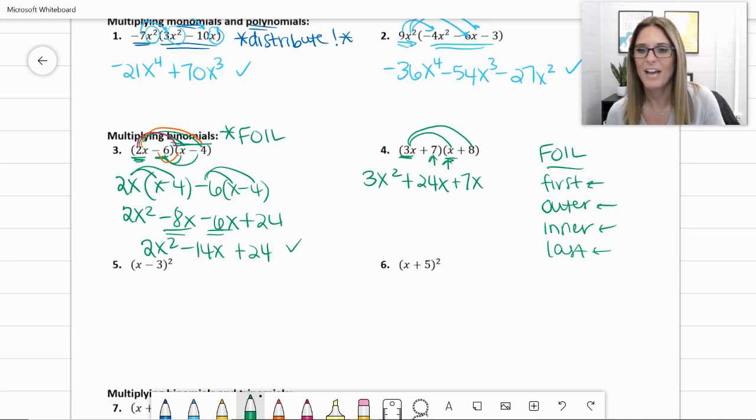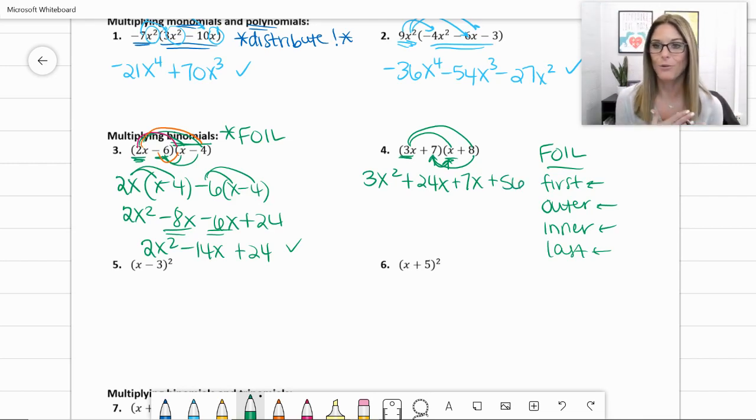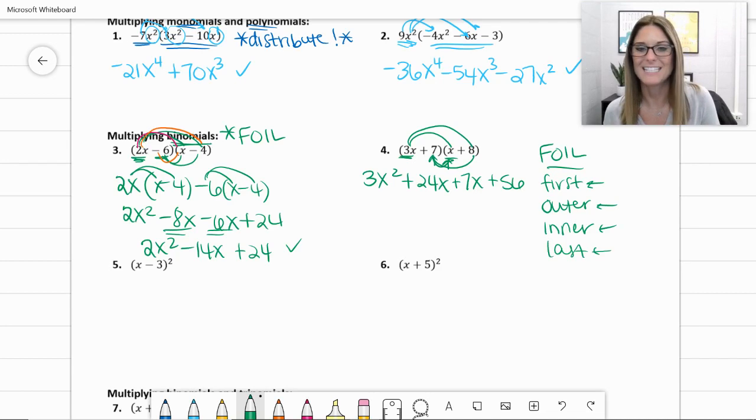And then finally, first, outer, inner, last, the last two terms. So we did 7x, now we're going to do 7 times 8 to give us 56. So the acronym FOIL does the same thing as if you rewrote it as distributive property. So just know FOIL stands for first, outer, inner, last, and multiply it that way. And again, we are going to probably have like terms in the middle to give us our final answer, 3x squared.